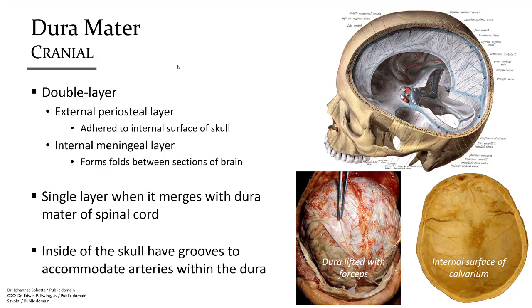Inside the skull, the dura mater has 2 layers that are essentially laminated together except in areas where a space is created for venous drainage. The outer layer is fused with the bone. The internal meningeal layer is what is continuous with the dura around the spinal cord.